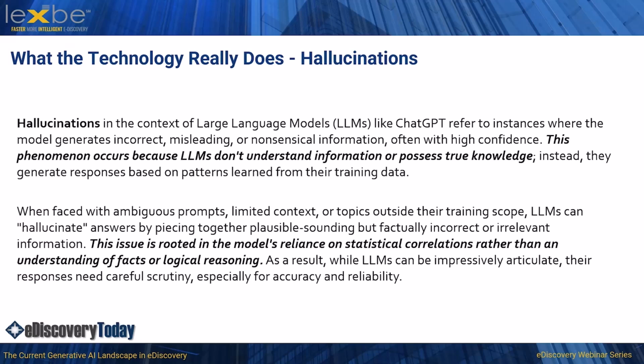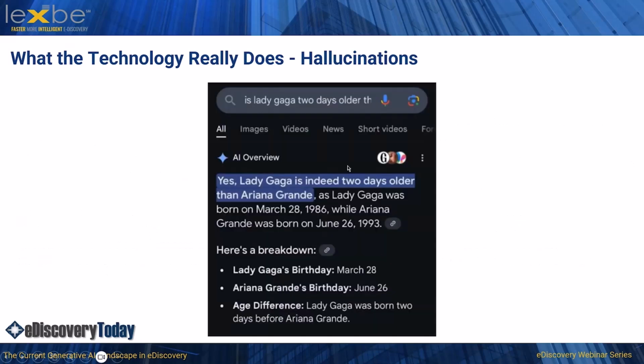So here's an obvious example of a hallucination created by a generative AI model that I covered in a blog post last week. In this case, it's Google Gemini that said Lady Gaga is 2 days older than Ariana Grande, even though it makes it clear that she's really more than 7 years older than Ariana.